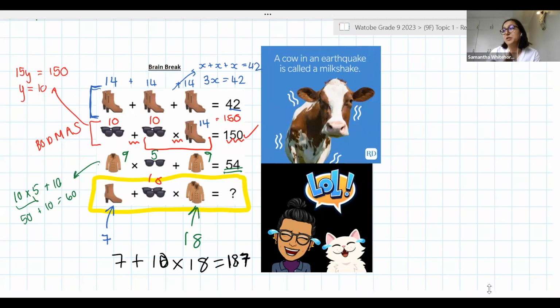I don't know if anyone wants to take a screenshot, but I'll wait here for like a second or two in case you do. And then we're going to carry on with our equations.